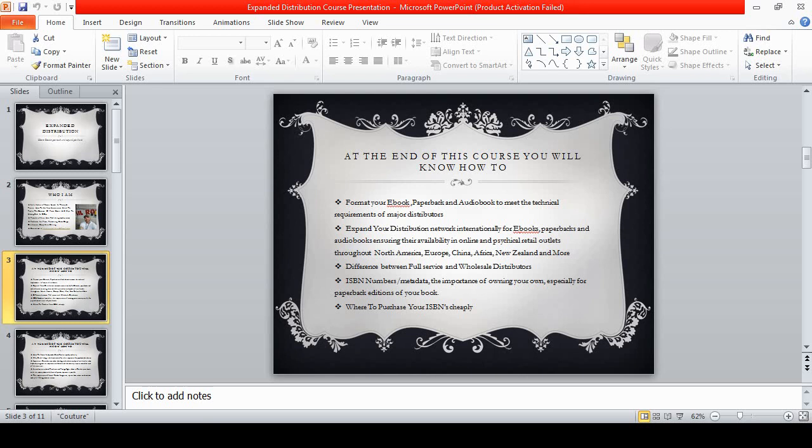ISBN numbers, metadata, the importance of owning your own, especially for paperback editions of your book. So we're going to get into ISBN numbers, we're going to get into Bowker, and we're going to get into the importance of owning your own ISBN number, okay? The metadata that's tied to your ISBN number is what retailers see when they purchase your book, okay? And there's reasons that you want to have your own publishing company listed on that metadata.